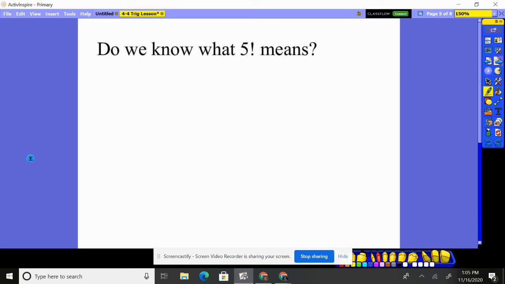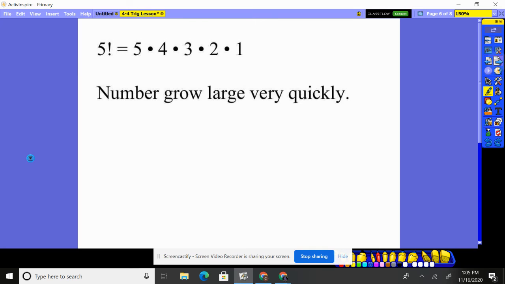So what do we know? Do we know what 5 and that symbol, the exclamation mark, means? No, that's actually read 5 factorial. Okay, and what does 5 factorial mean? 5 factorial means 5 times 4 times 3 times 2 times 1. Now notice this grows very quickly. 5 factorial is 120. 6 factorial means you would basically be doing 6 times all of that, which is 720. See how quickly it grows?